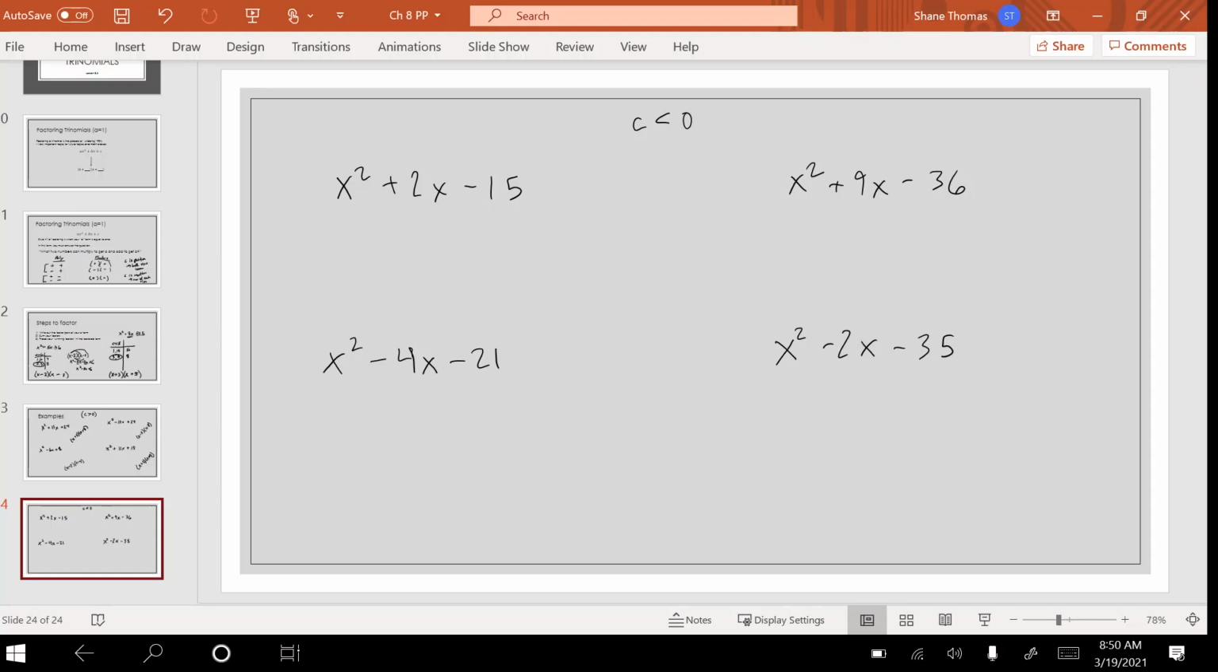Let's go with the first one. X squared plus 2x minus 15. So I'm going to use my C term. C is 15. What are the factors of 15?